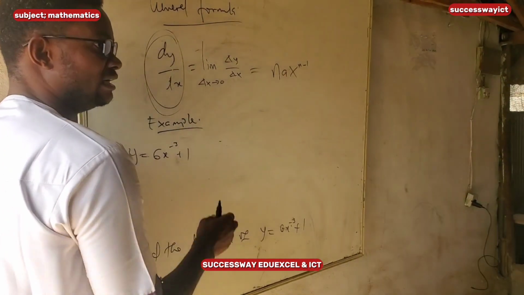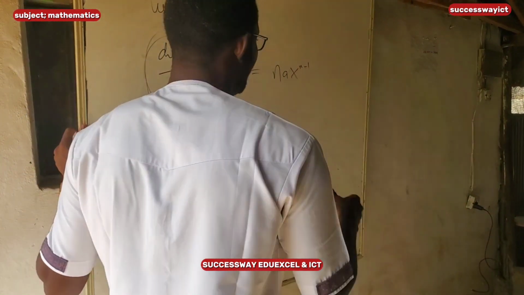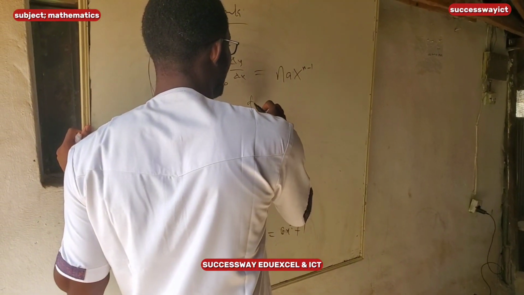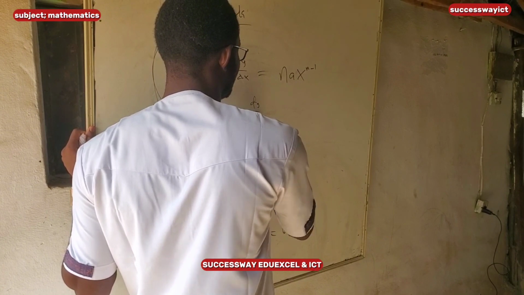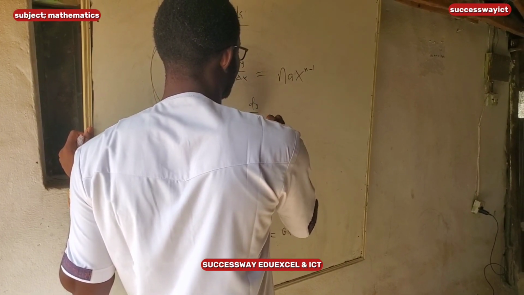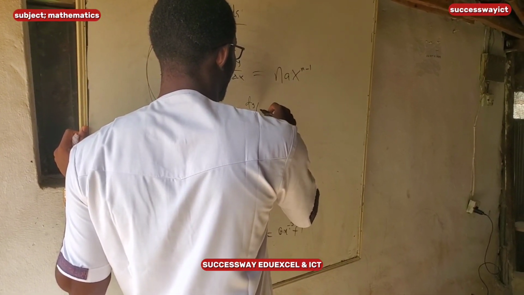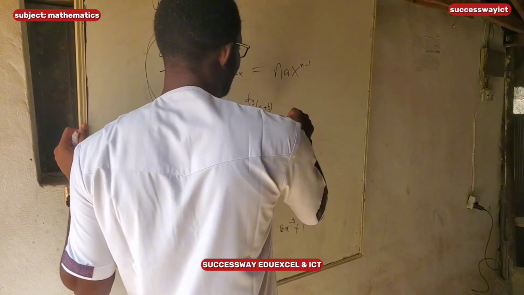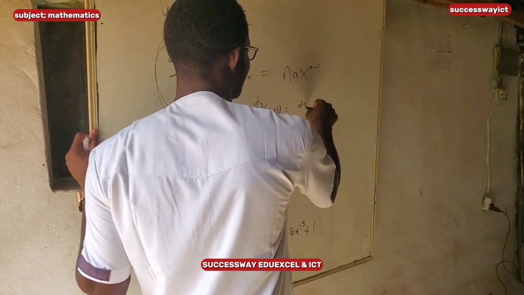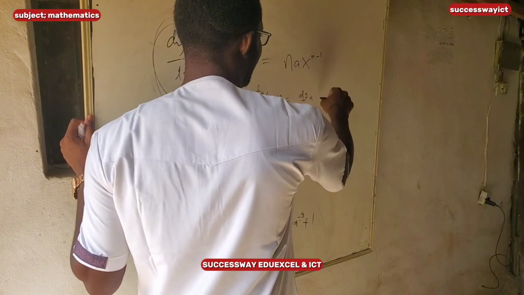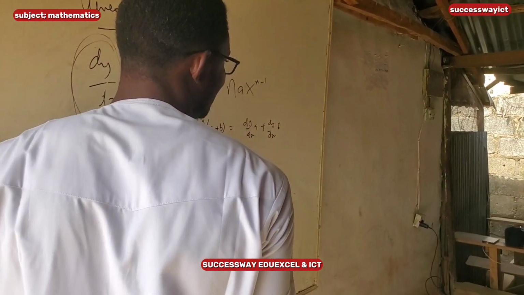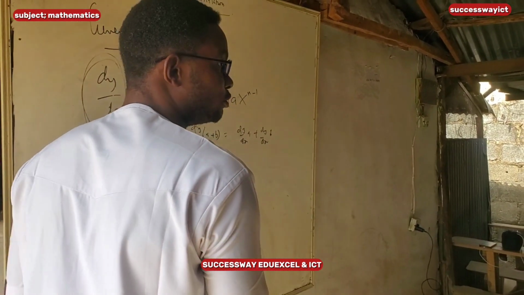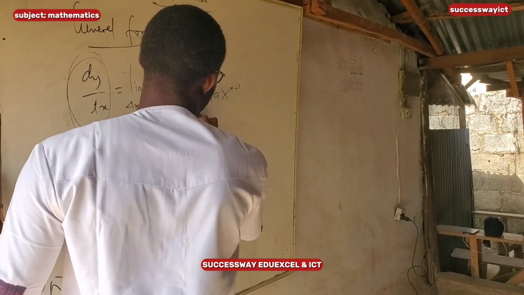Are we together? Now, I want you to go and read that up. In differentiation, dy dx of a plus b is the same thing as dy dx of a plus dy dx of b. Are we together? Just split it into two. Then you differentiate them separately.